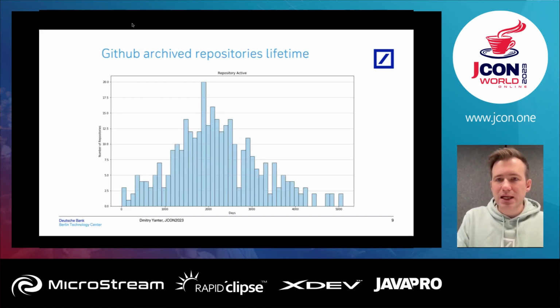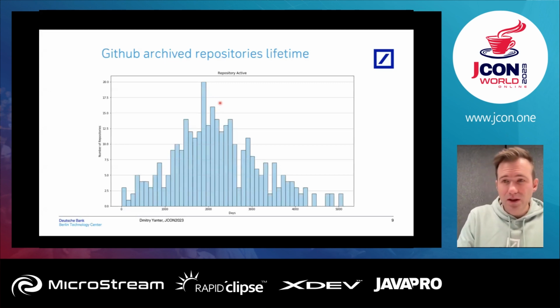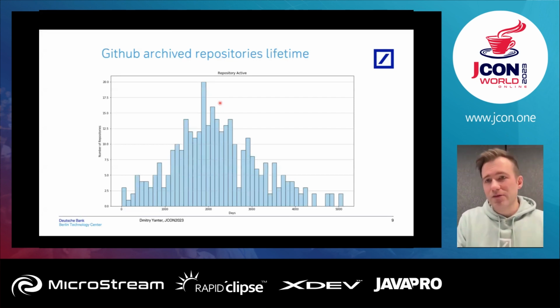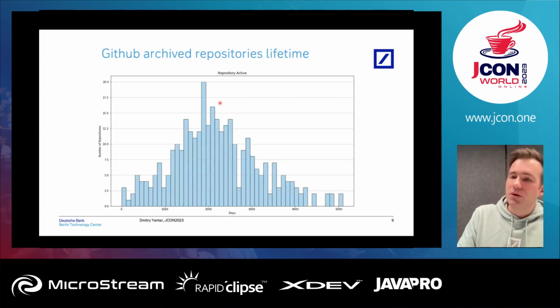And what you can see on the slide is a histogram of the distribution of how many repositories live for how long. You can see that the median is about 6 years something. So this is kind of the average of how long the most common repositories lived.